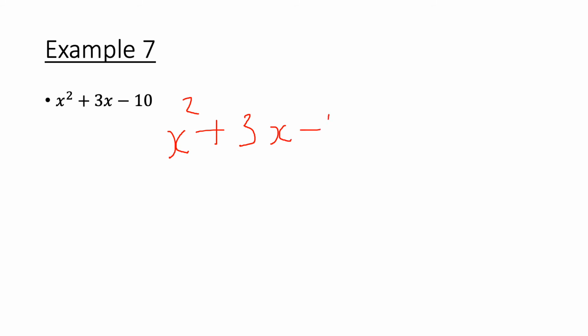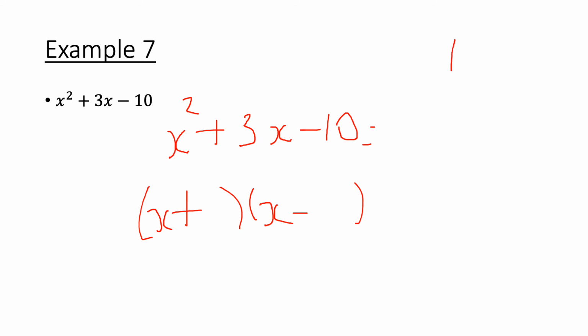Okay, so it's similar to before. Again, double brackets. x times x is x squared, so straight away x and x. I've got a minus here, so I'm going to put a plus and a minus. It doesn't matter about this minus. If the end number is always negative, then it's always going to be a plus and a minus. If it's positive, then it depends on what this sign is. So we need two numbers that add to make positive 3 and times to make negative 10.